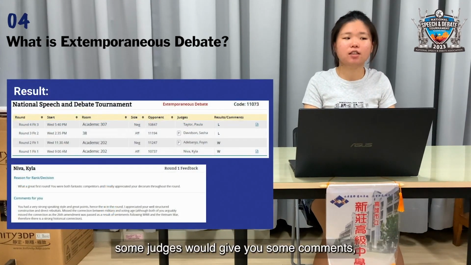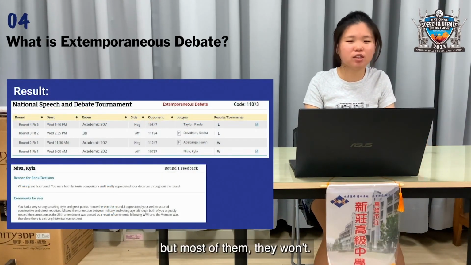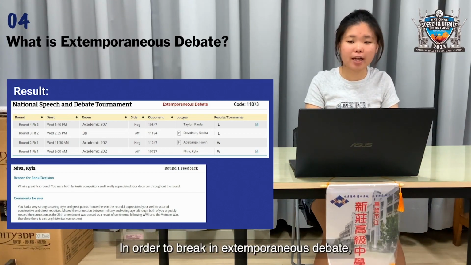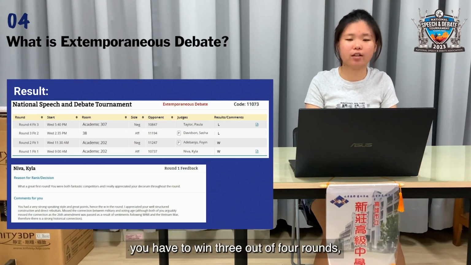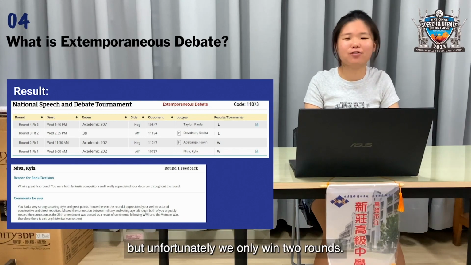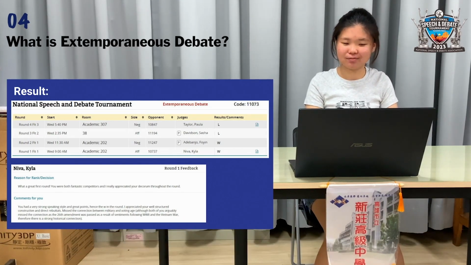After the round, some judges would give you some comments, but most of them won't. In order to break in extemporaneous debate, you have to win 3 out of 4 rounds. But unfortunately, we only won 2 rounds.